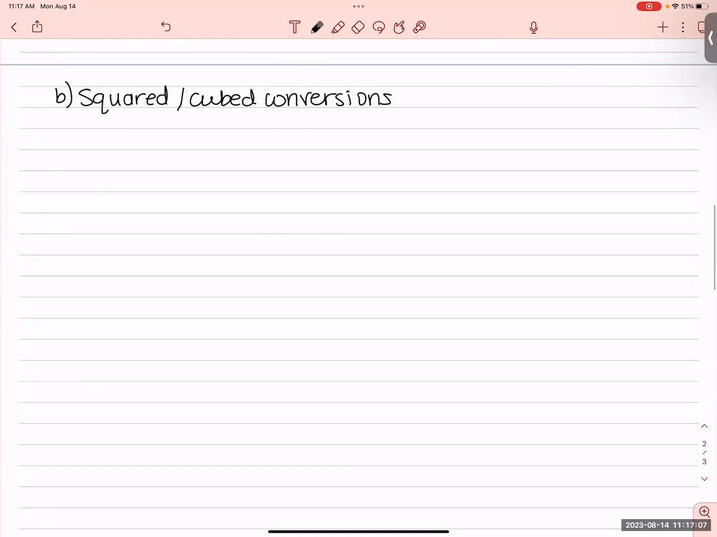So squared and cubed conversions can look really scary, but they're really simple to deal with. If you need to deal with a unit like centimeters cubed, what if I said write a conversion if we need to go from centimeters cubed to meters cubed, or vice versa. A lot of students get really scared of the cube here.